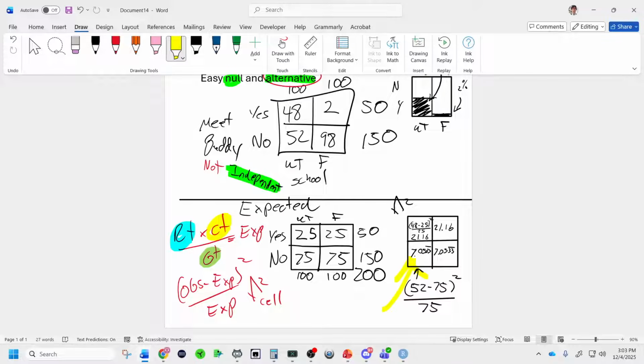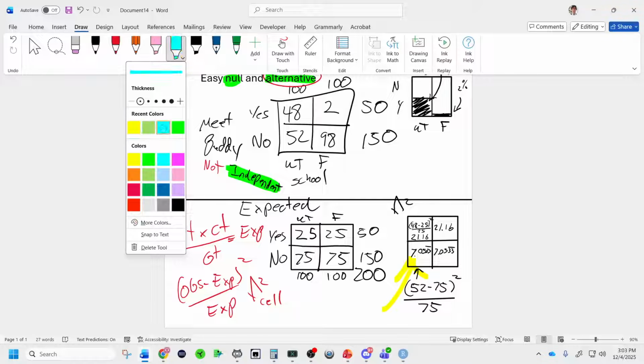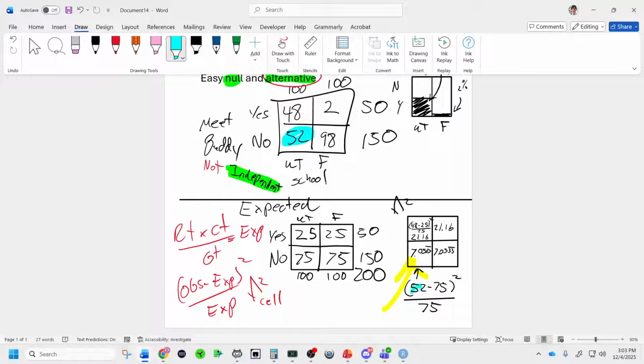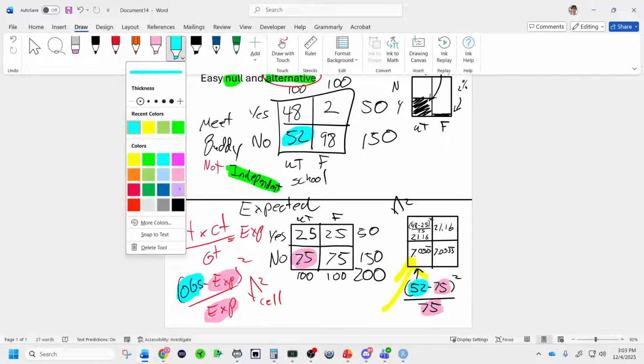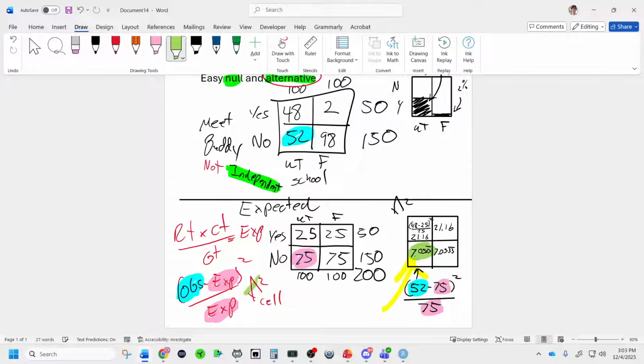Let me remove this highlighting because we're doing a different problem and I only have so many colors. We're doing the observed of 52, and that's what the observed is. We're doing the expected of 75, and that's basically it. And that solves out to the cell chi-squared, and the cell chi-squared is right here.